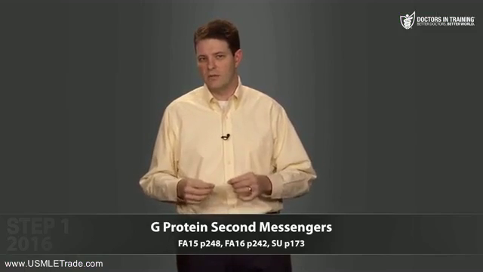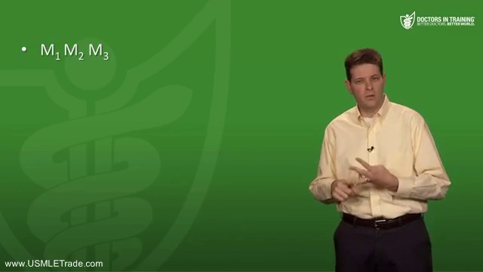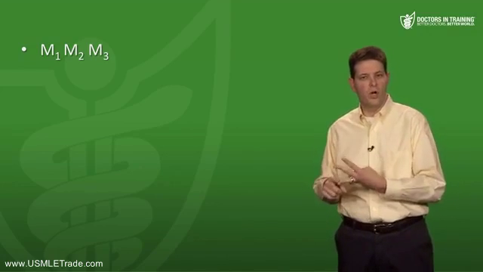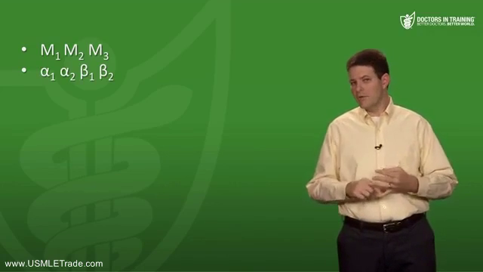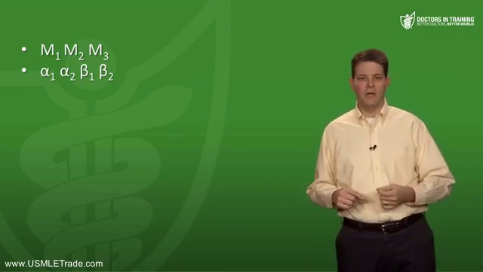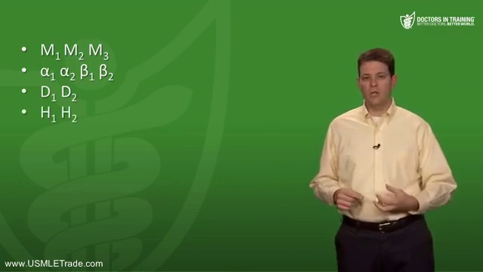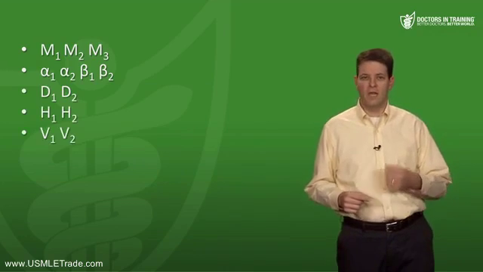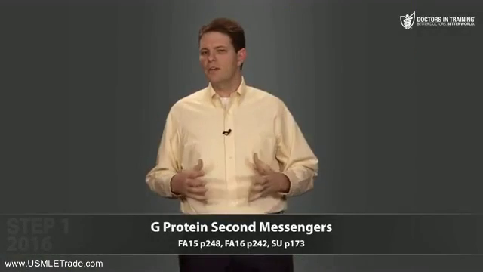So I count 13 different receptor classes that you need to know as being linked to G proteins. So these are G protein linked receptors. M1, M2, and M3 muscarinic receptors, and again those respond to acetylcholine. Alpha 1, Alpha 2, Beta 1, and Beta 2 adrenergic receptors, which respond to epinephrine and norepinephrine. You have the D1 and D2 dopamine receptors, the H1 and H2 histamine receptors, and the V1 and V2 vasopressin receptors. Now let's look at the nitty-gritty of how these G protein-linked receptors work.